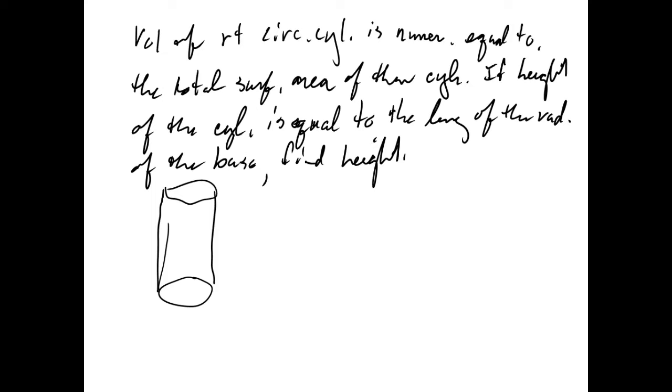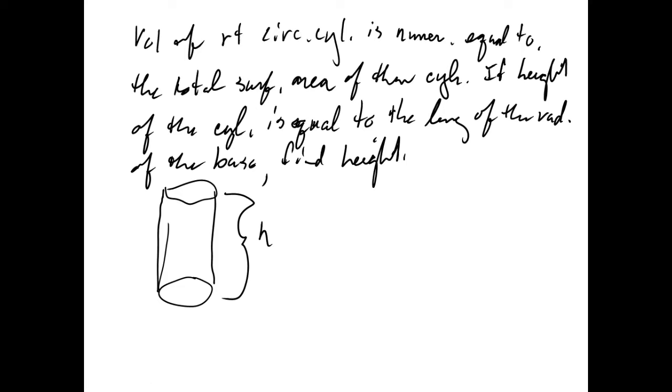So there's our right circular cylinder. Now, let's read through the problem. We're going to get to the volume in a minute. Is numerically equal to the total surface area. We'll get there in a minute. If the height of the cylinder, we need that. What in the world is the height of the cylinder? How tall it is. So that right there is going to be your height. You want to call it H.